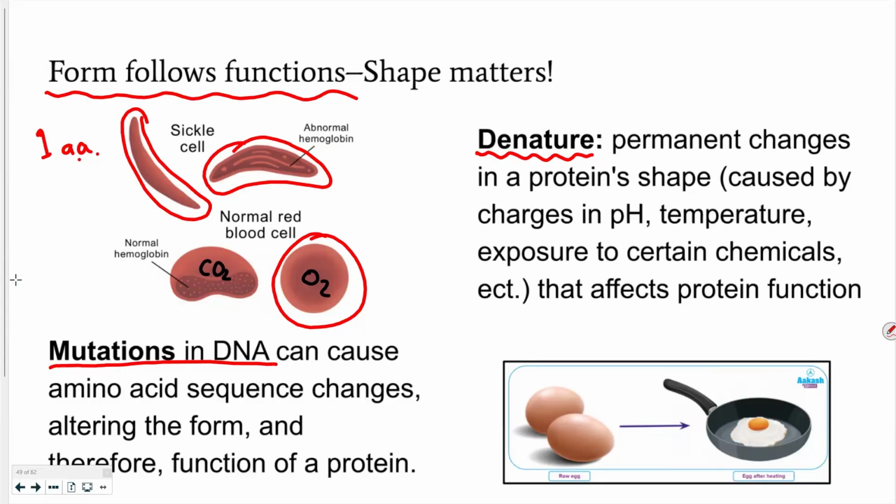So if you've ever had a fried egg, you know that when you apply heat to that, it changes the chemical structure of the egg white and the egg yolk, and changes it by denaturing. So it's no longer going to do the job that it would do for a baby chicken, but it's going to be a yummy breakfast for you. Okay, when we talk about enzymes later in the semester, we're going to talk a lot about this denaturing and the importance that it has.